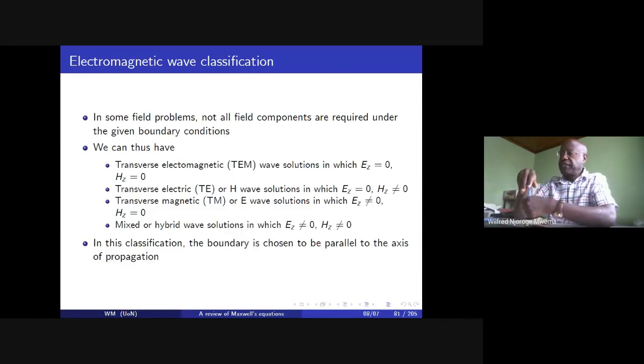Now, this classification of electromagnetic waves as either TEM, TE or H, or TM or E waves works when we choose the boundary to be parallel to the axis of propagation. And in that case, once we do that, then either Ez or Hz is going to go to 0, and we can therefore remove that component out of the equation. Or we can use the continuity of those components to define what the fields are going to be in the solution.